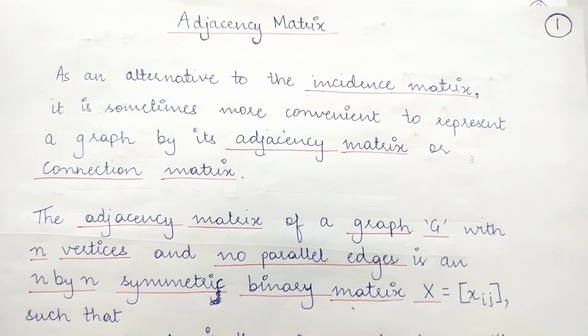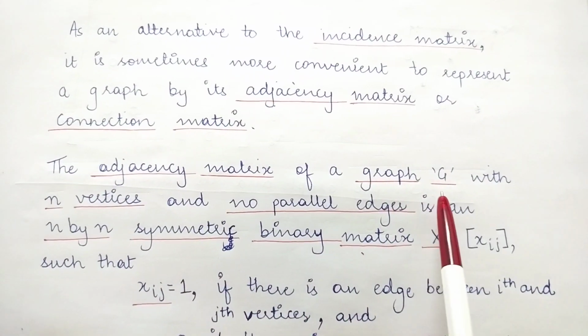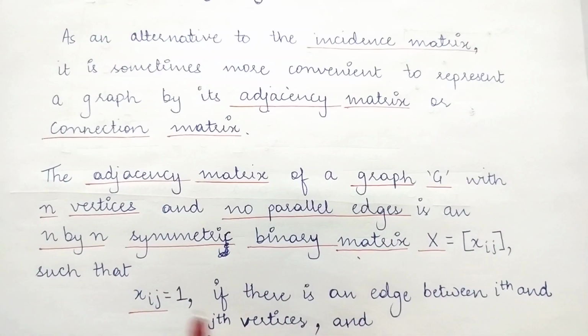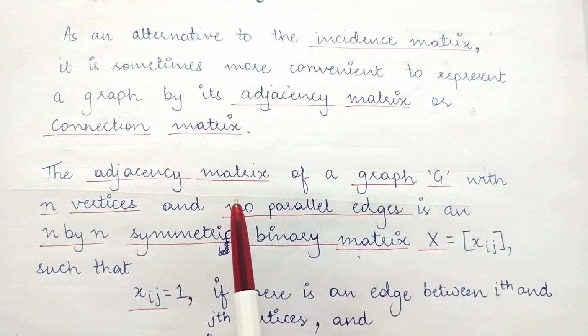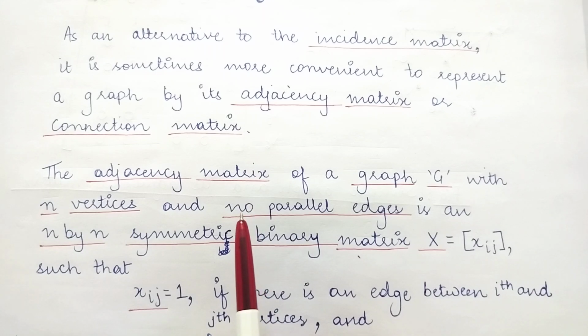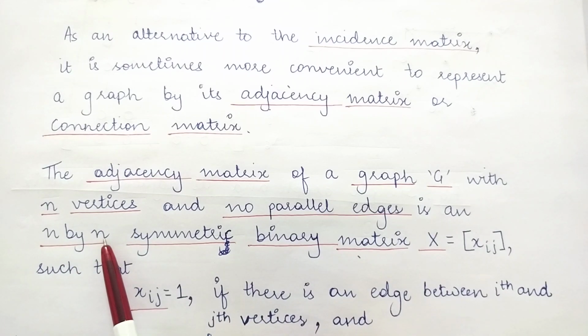the incidence matrix. The adjacency matrix of a graph G with n vertices and no parallel edges is an n by n symmetric binary matrix. That means if you talk of an adjacency matrix of a graph which contains n vertices, first of all, the first condition is that there shouldn't be any parallel edges in the graph, because the adjacency matrix is not capable of representing the parallel edges. Then it is an n by n symmetric binary matrix. That means the same number of rows and the same number of columns. The matrix will have the same number of rows and the same number of columns.